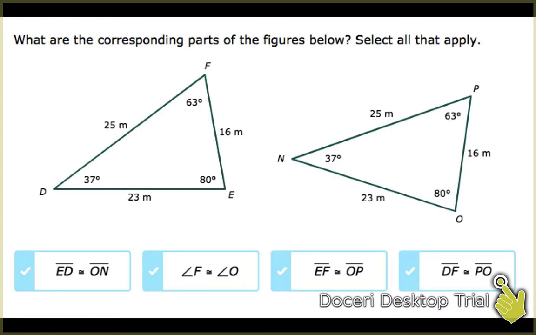Right here, it's asking me if ED is congruent to ON. Well, in this case, they do have the same measurements. These are congruent figures, and they all have the same angle measurements, so I know that they're similar. So this one is yes. Okay, is angle F, which is 63 degrees, congruent to angle O, which is 80 degrees? No, it's not. Let me cross that one off.